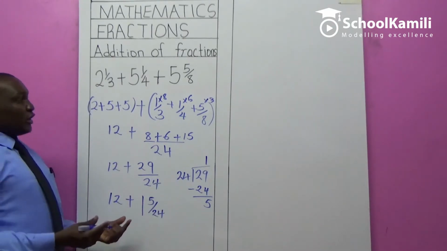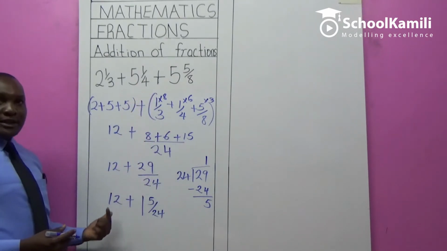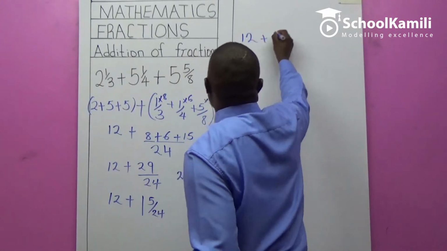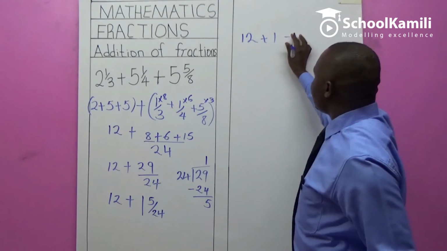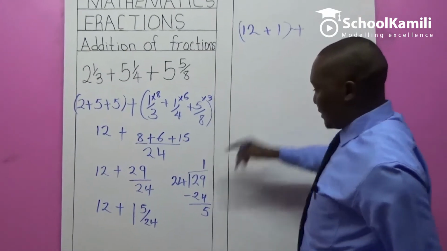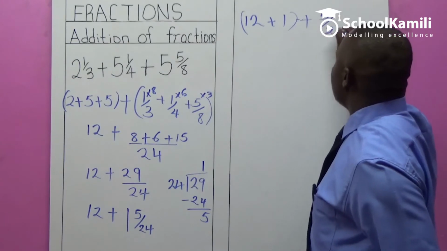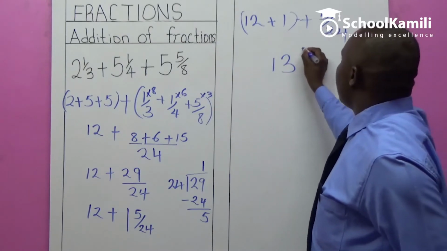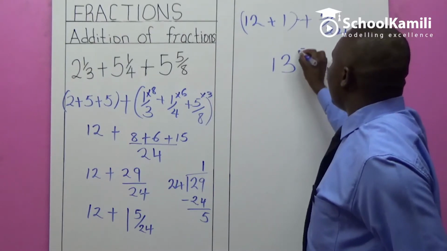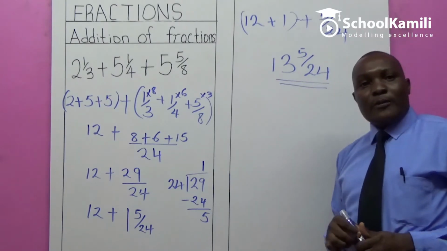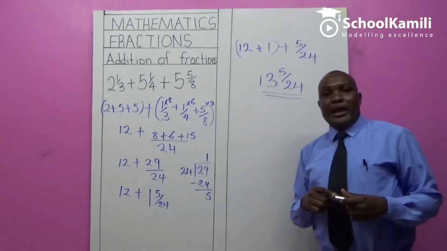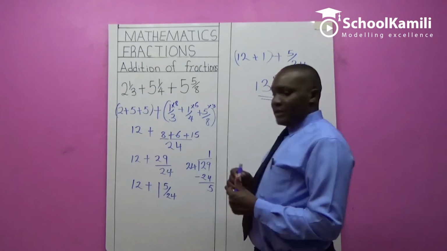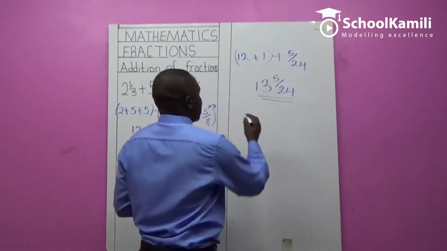From here, also repeat the first procedure, that is add whole numbers first. Therefore, I add the whole numbers that I have, which are 12 and 1, plus the fraction that remains, that's 5 out of 24. When I add 12 plus 1, I get 13, then 5 out of 24 as the correct answer for our question. That is how you are supposed to do addition of mixed fractions. Then let us go through subtraction.